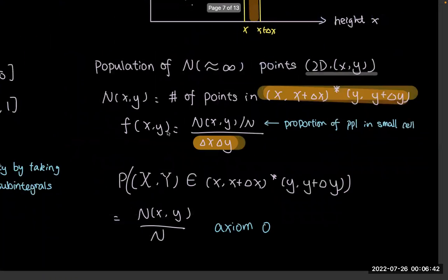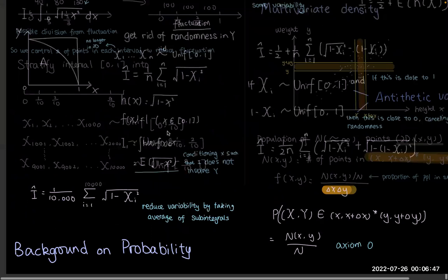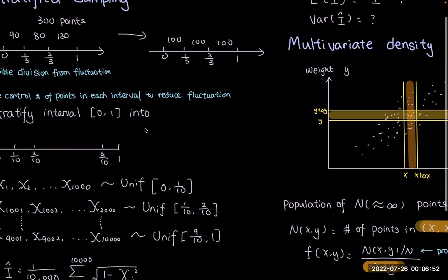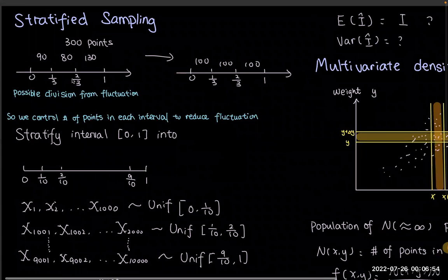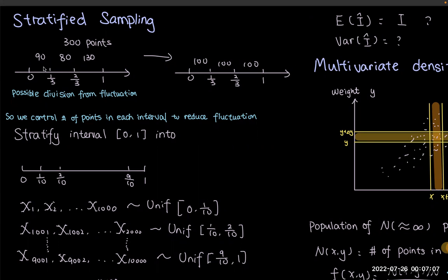Now let me introduce yet another method called the stratified sampling method. This method is based on the observation that suppose you sample a lot of points within 0 to 1, those xi. And then if you count the number of points in this range, this range, and this range, they can be different. For example, suppose you sample 300 points. There may be 90 points here, 80 points here, 130 points here.